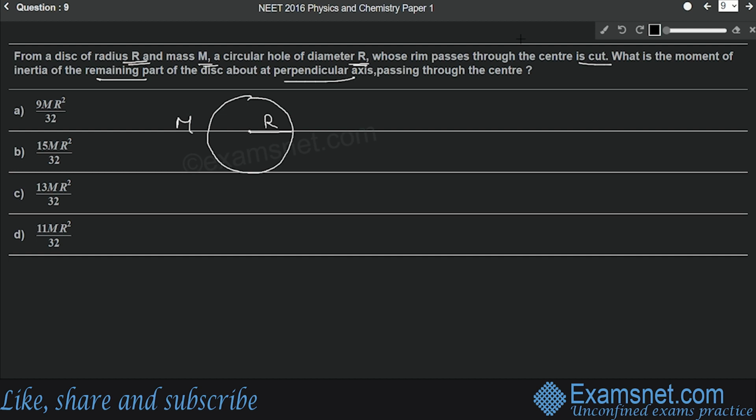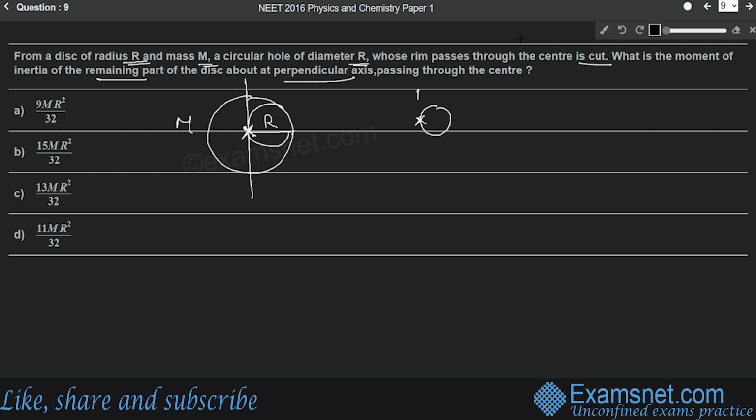Okay, then a hole is made in this disk such that the diameter of the hole is equal to capital R and its rim passes through the center of the disk. Okay, here. So we have to find the moment of inertia of the remaining part about a perpendicular axis passing through the center of the disk. That means about this axis. Okay. So if we draw the removed part here, where will this axis lie? At this position.